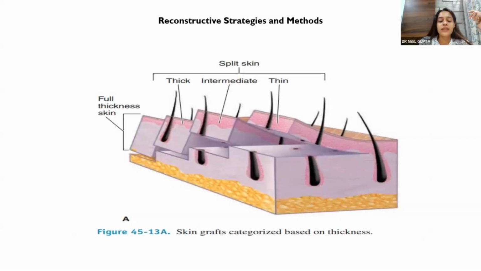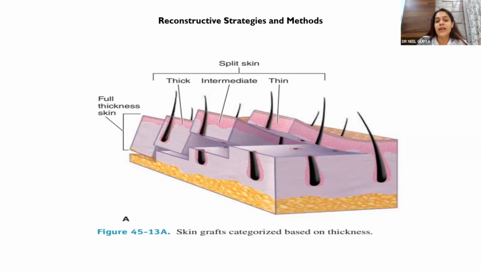So first comes the skin grafts. You should know, first of all, what is a skin graft, and the basic difference between a skin graft and a flap. So a skin graft is just epidermal and dermal tissue, which is taken without its blood supply, and it obtains its blood supply from the wound bed.